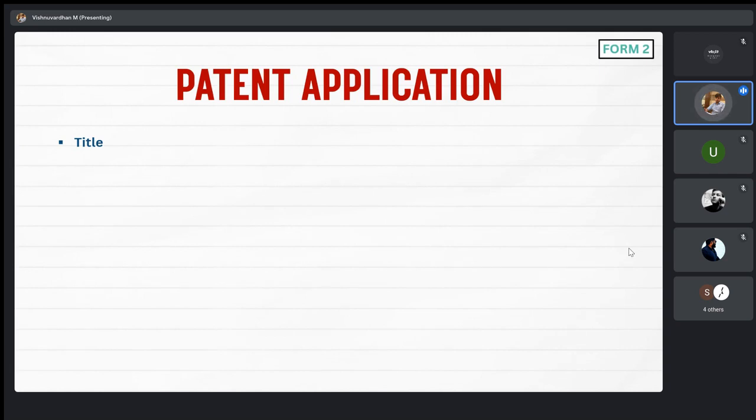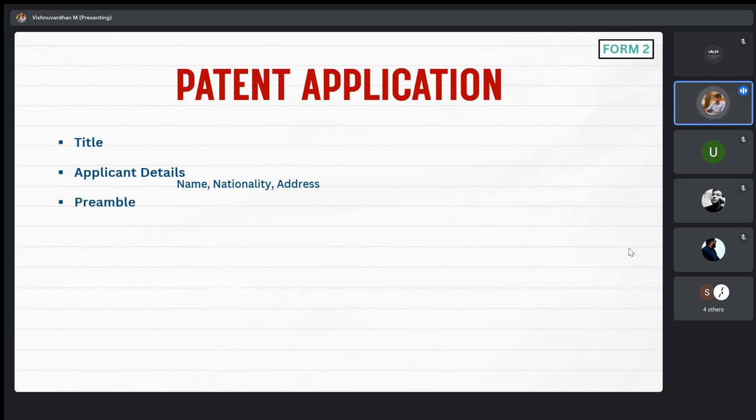Again, there is a lot of strategy. Don't make it very close to your invention. Keep it vague. Keep it slightly ambiguous, but not too ambiguous also. Otherwise, it'll get rejected. Then applicant details about where you are, who you are, where you're from. Then, yeah, basically your name, your nationality, and your address.